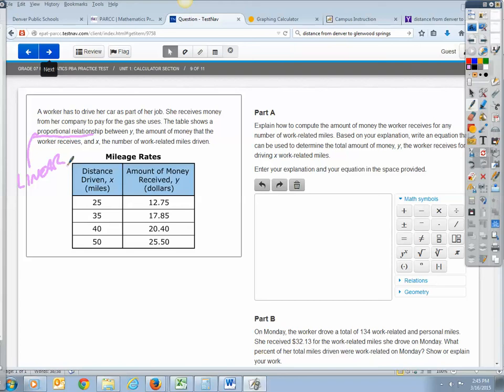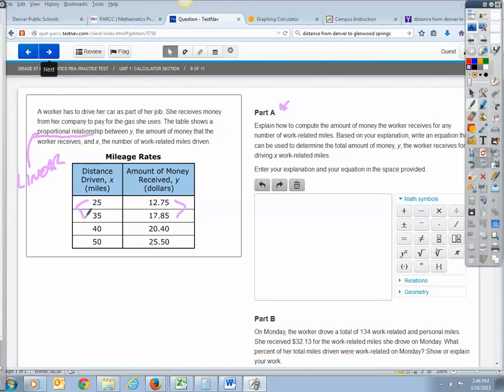Then question A says, explain how to compute the amount of money and write an equation. All right, so this is a proportional relationship, which is just code word for linear. And so for linear, I need to find my slope. Of course, PARCC wants to use constant of proportionality instead of slope, but there you have it.